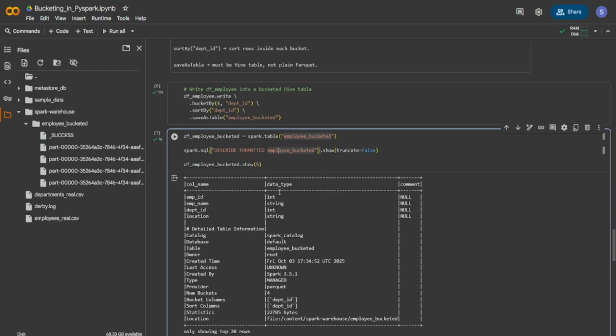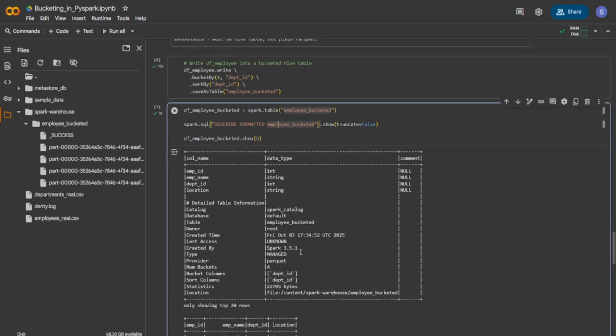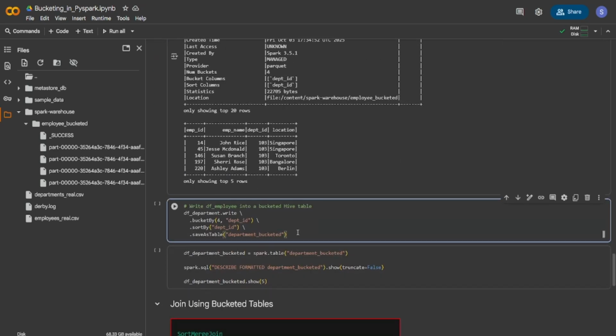Next, we print the metadata of the table. The describe formatted output confirms the table structure: the bucket column is department ID, the sort column is again department ID, and the number of buckets created is 4. This metadata is now permanently associated with the table, informing the Catalyst optimizer how the data is physically laid out. Next, we apply the same bucketing strategy to the df department table.